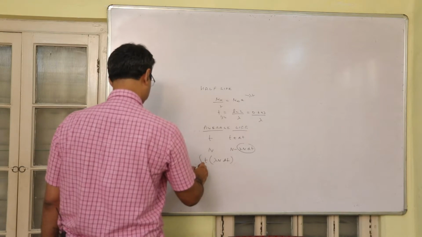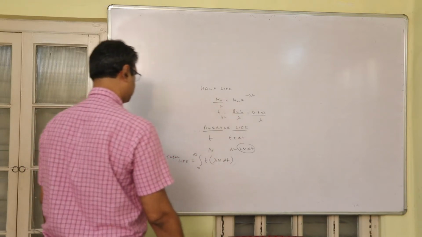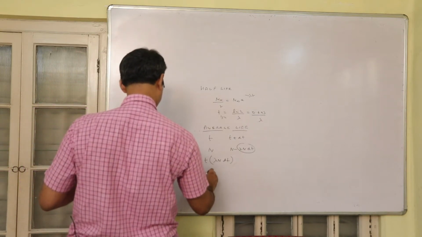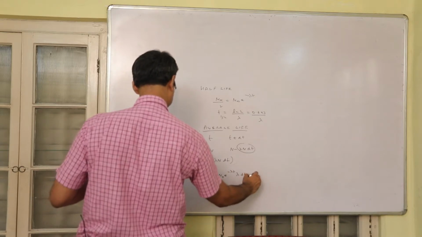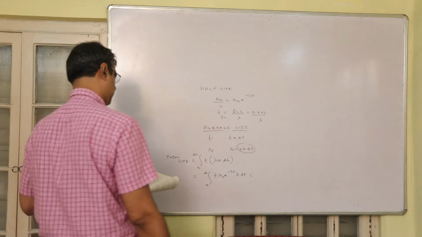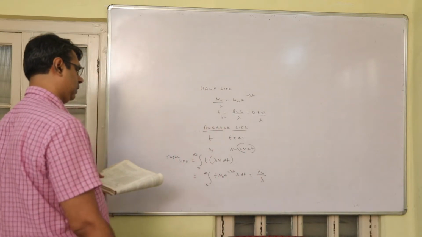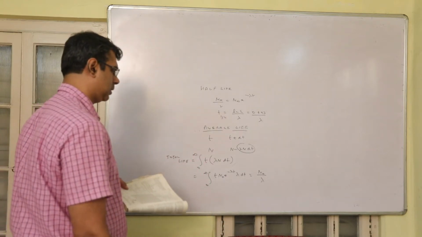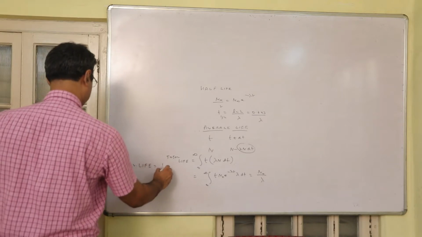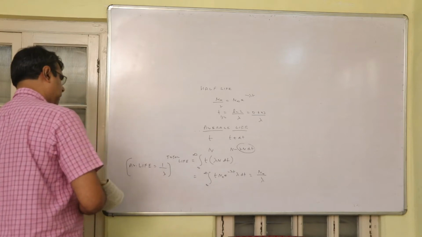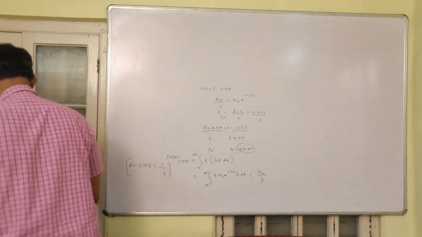In order to find the total life of all the nuclei, you will have to integrate this expression from 0 to infinity. You replace N with N0 e to the power minus lambda t, and after you integrate by parts, the answer comes N0 by lambda. So the total life will be N0 by lambda, and the average life will be 1 by lambda. This is the formula for average life. Usually we use half-life, but sometimes average life is also used. Average life is equal to 1 by lambda.